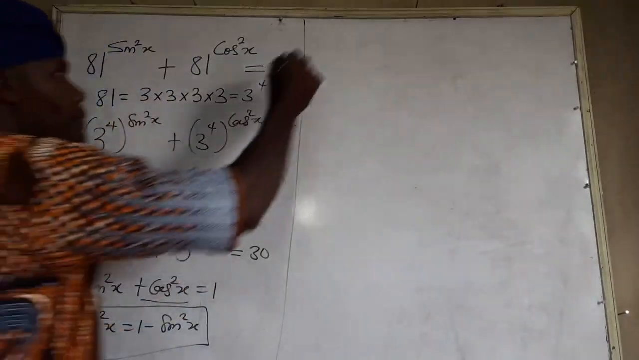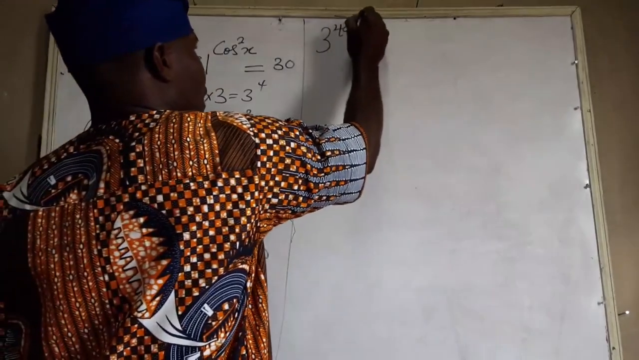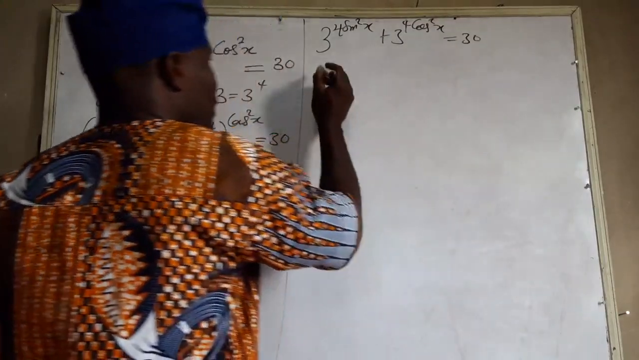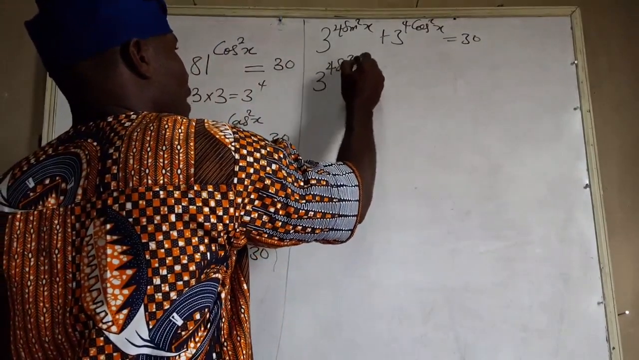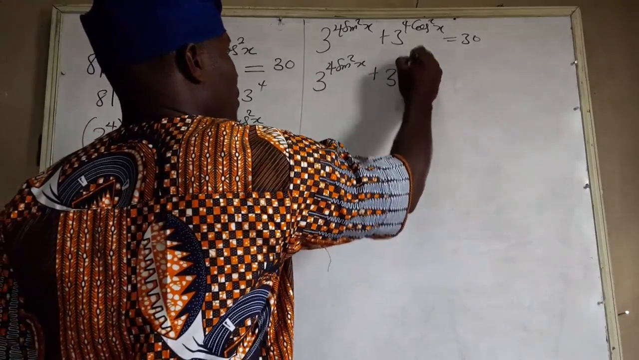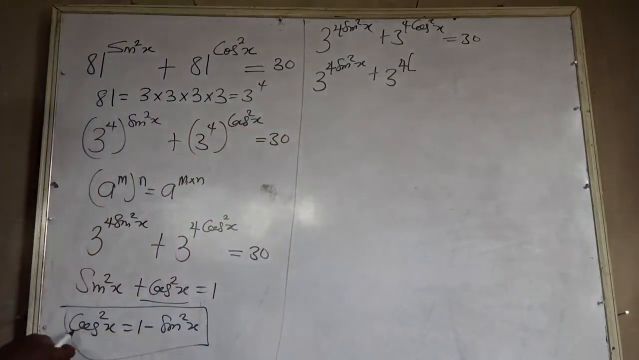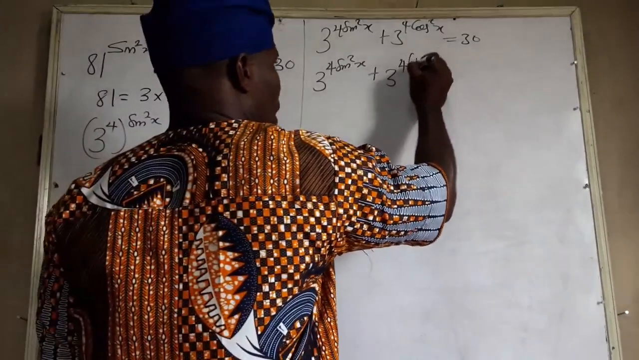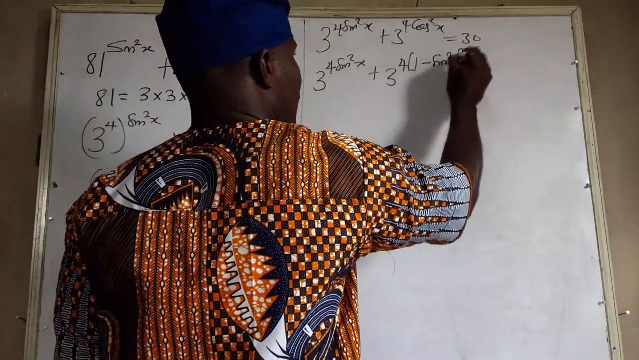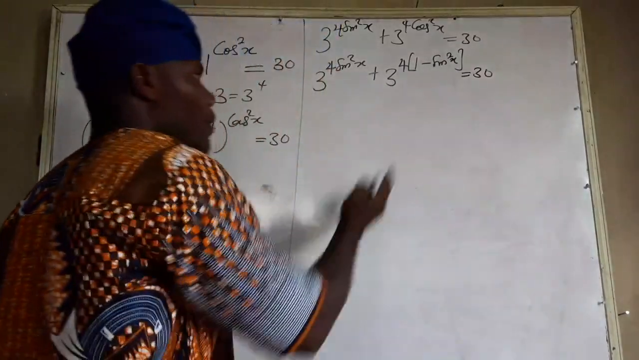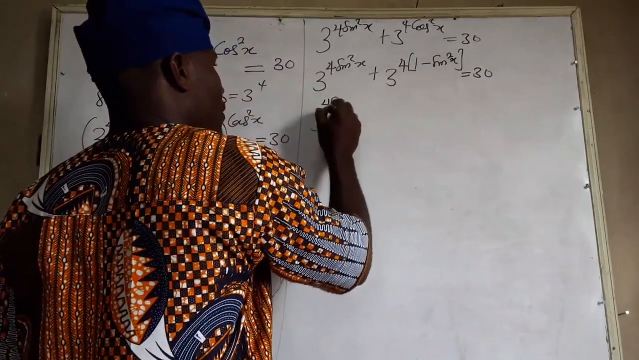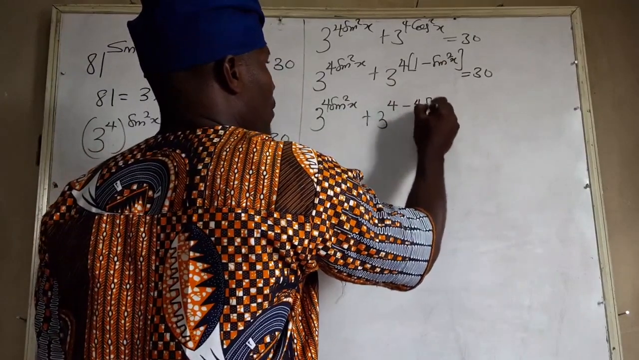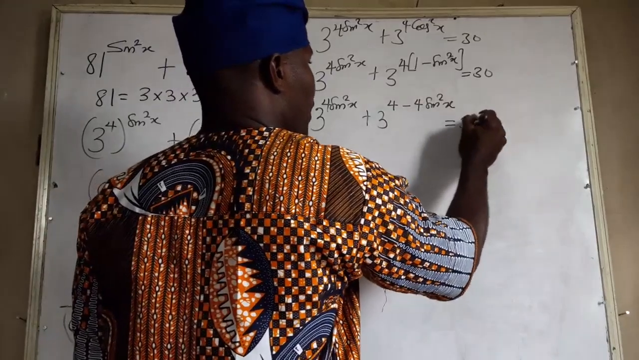So instead of writing cos square x here, let's write it in terms of sine square x. We now have 3 raised to power 4 sine square x plus 3 raised to power 4 bracket open, and instead of cos square x, you now write 1 minus sine square x, bracket close, is equal to 30. So let's expand this. We have 3 raised to power 4 sine square x plus 3 raised to power 4 minus 4 sine square x is equal to 30.